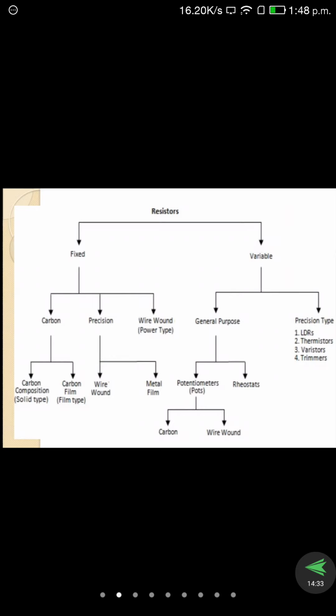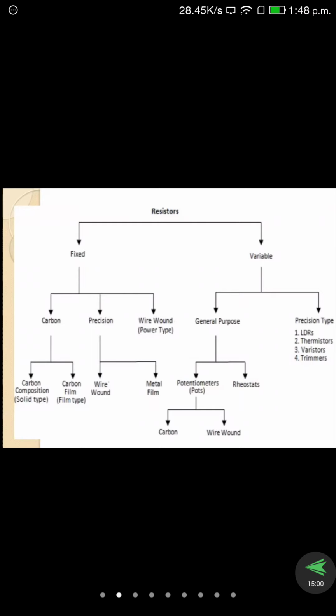So a fixed type resistor is different as compared with a variable resistor. In case of fixed type resistors, the specified or mentioned value is constant. It does not change with respect to time or with respect to the operation. So the value is fixed. It cannot be changed. So that type we call a fixed resistor.